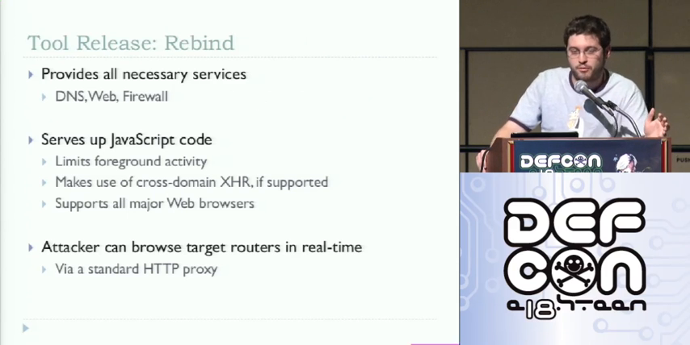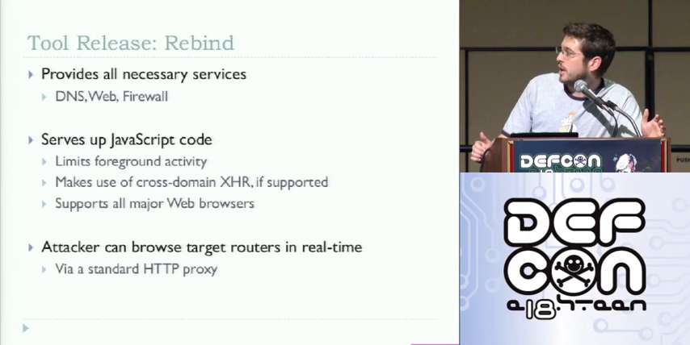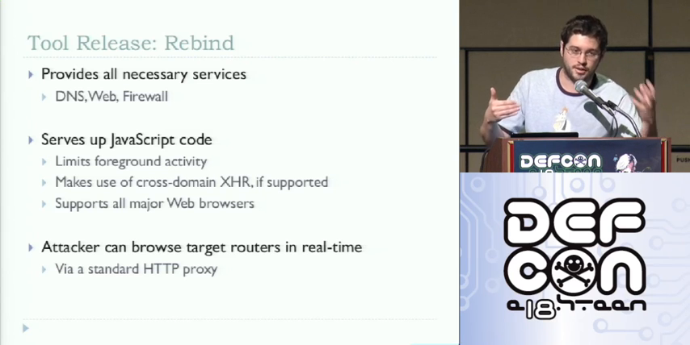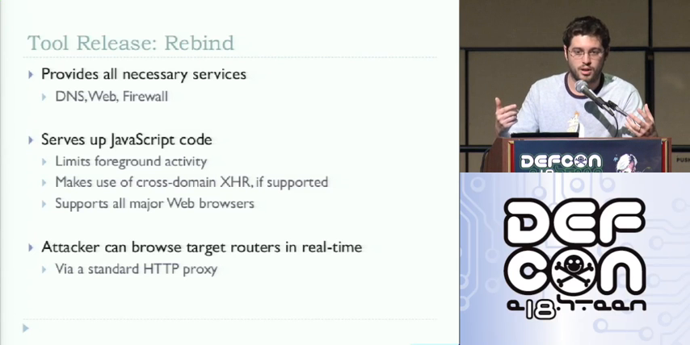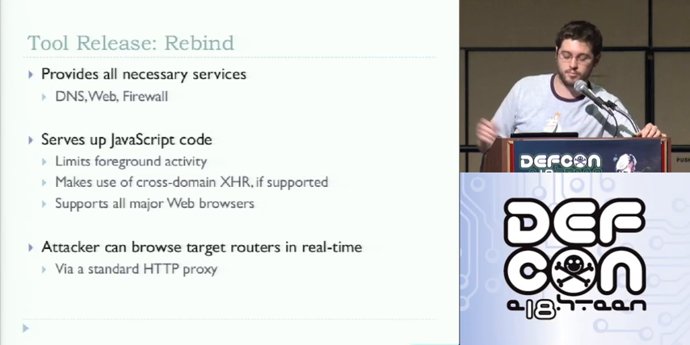Basically, it does everything for you except register a domain name. It runs two web servers. It runs the DNS server. It interfaces with the iptables firewall in Linux. It serves up JavaScript code to the client when they do the initial request. It also implements an HTTP proxy for the attacker to interface with the routers. The HTTP proxy and the JavaScript code act together to forward requests from the attacker to the client. The client then sends it to the router, and the router sends it back to the client, and the client sends it back to the proxy, and the proxy sends it back to the attacker.